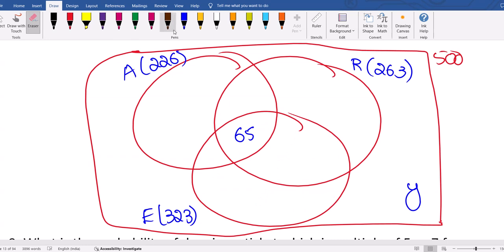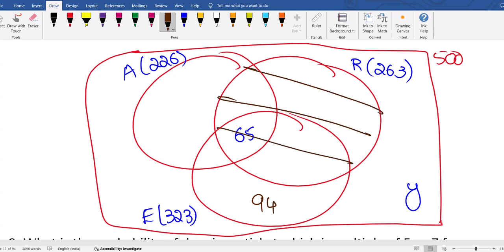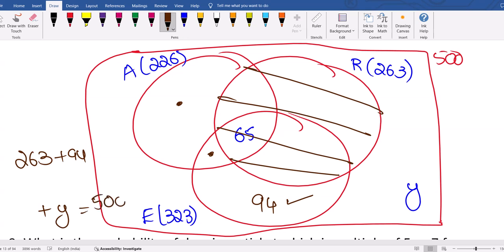So why that base? This is 94. This is 94. Now this area I don't want to calculate. What is this area totally? 263. 263 is reasoning. Entire reasoning 263, and this area is 94. This area needs to be calculated, plus y should be equal to 500. These two dots area required.